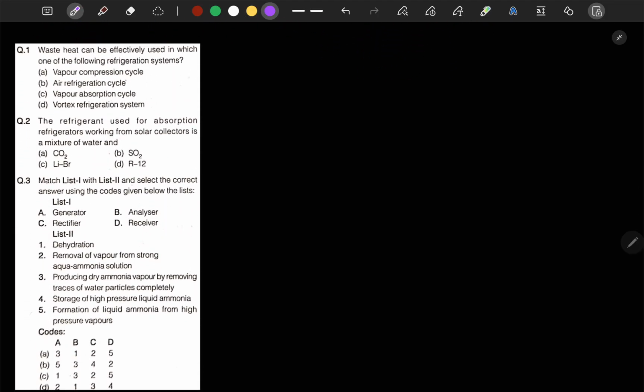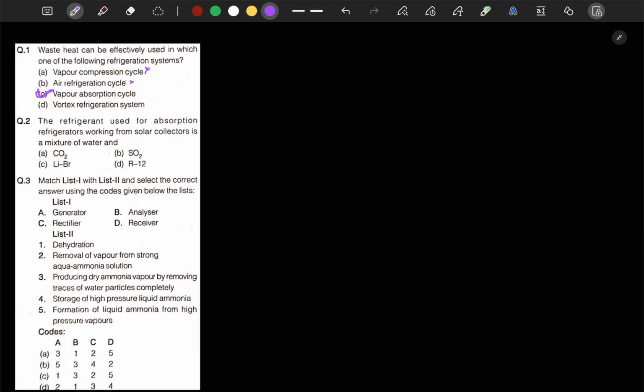This is question number 1. Waste heat can be utilized effectively in which of the following refrigeration systems: vapor compression, no, work done is required; air refrigeration, work done is required; vapor absorption, here we can use it. Vortex refrigeration, we don't use waste heat, we use high pressure gas.